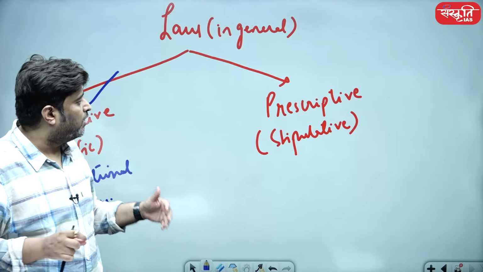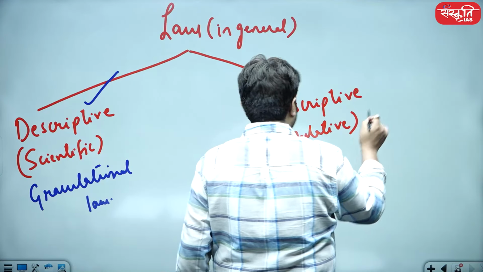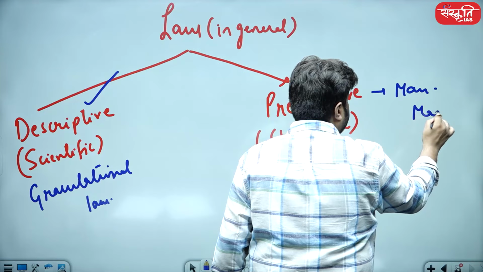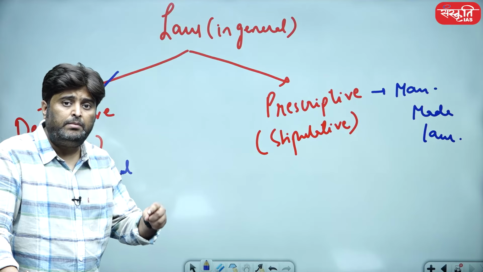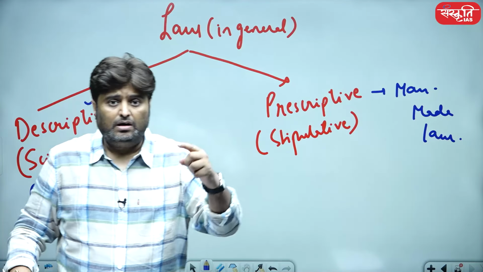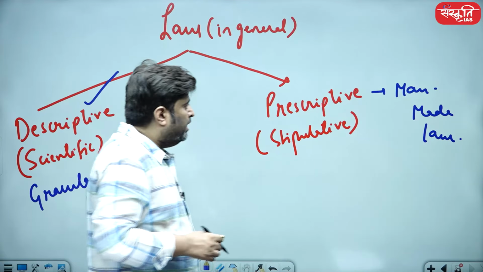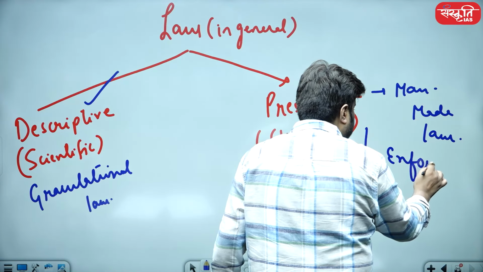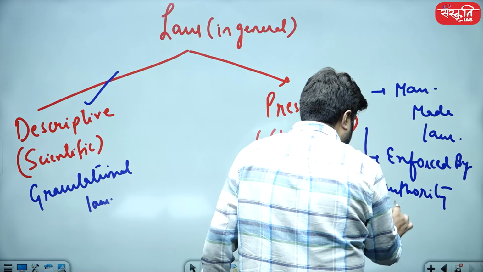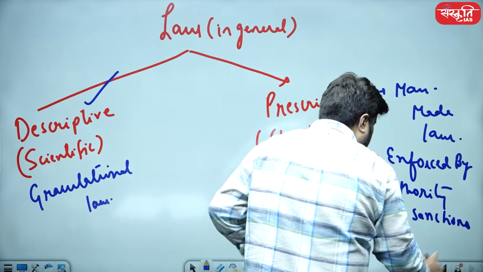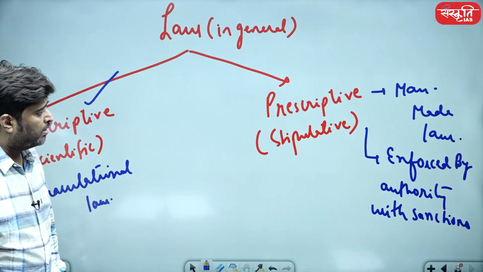Other than descriptive law, we have the prescriptive law. Prescriptive laws are those laws which are man-made. These are laws created by man. They are known as man-made law, but at the same time enforced by certain sanction, enforced by a certain authority, which means some institutions are creating laws, they are implementing those laws, and if you are not following them, you will be punished for it. So man-made law is enforced by authority with sanctions. Enforced by authority with sanction means the authority will implement it, and if you don't follow, you will also get punishment. So enforced by authority with punishment power.